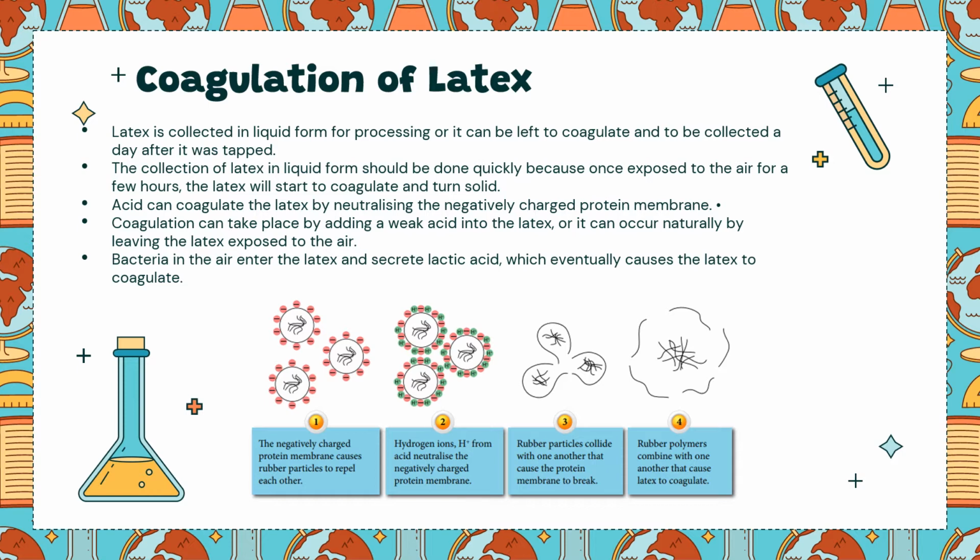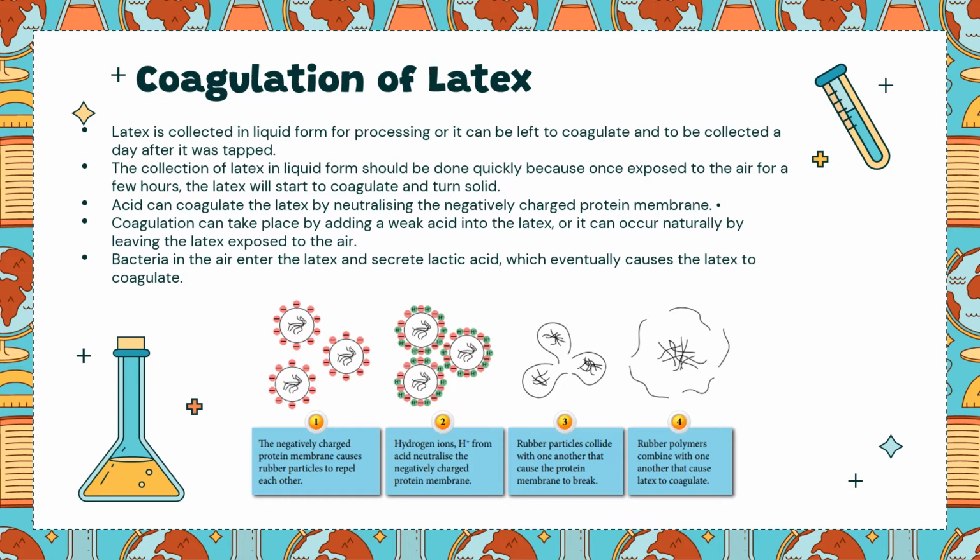Acid can coagulate the latex by neutralizing the negatively charged protein membrane. Coagulation can take place by adding a weak acid into latex, or it can occur naturally by leaving the latex exposed to the air. Bacteria in the air enter the latex and secrete lactic acid, which eventually causes the latex to coagulate. So, this is how it coagulates.